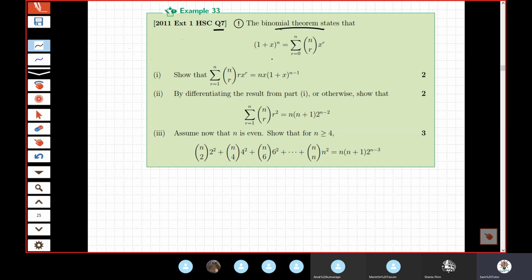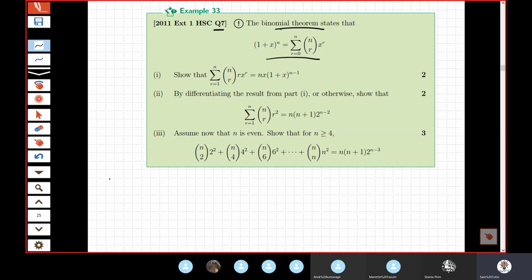Binomial theorem states this, which we know is true. n choose 0, x to the 0, n choose 1, x to the 1, n choose 2, x squared, n choose 3, x cubed, n choose 4, x to the 4. We see how that happens. And all the way to n choose n, x to the n. So they've just summarized that in terms of sigma.